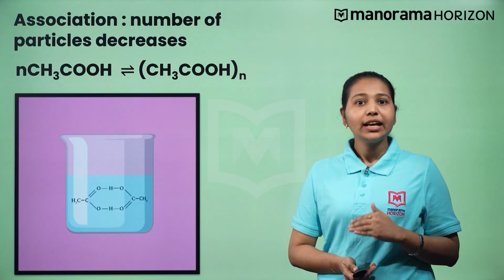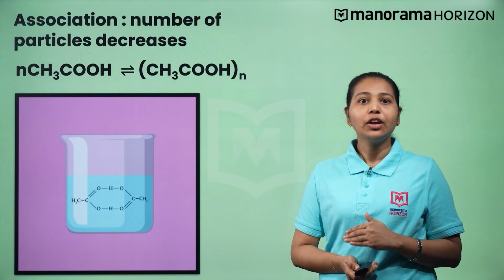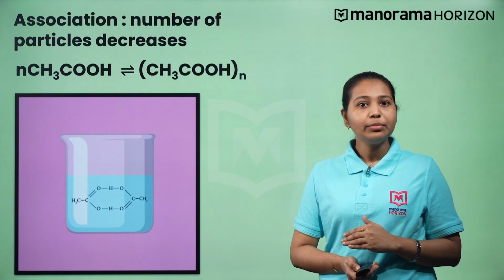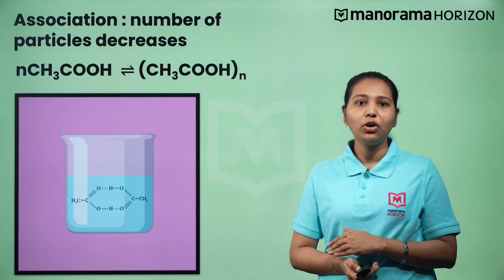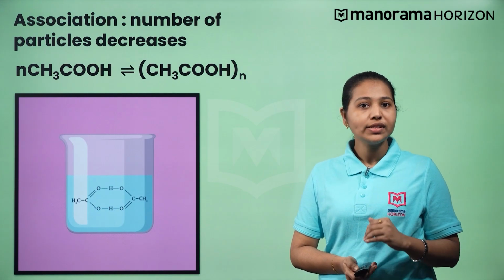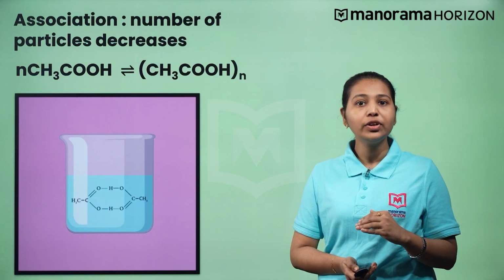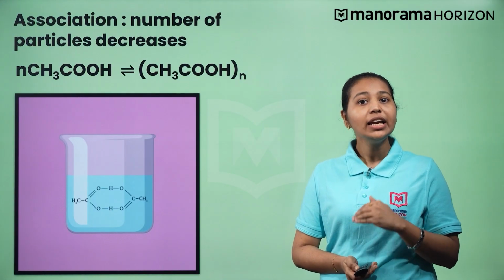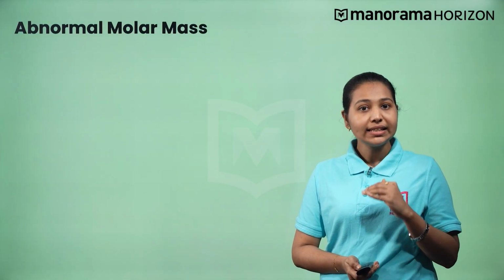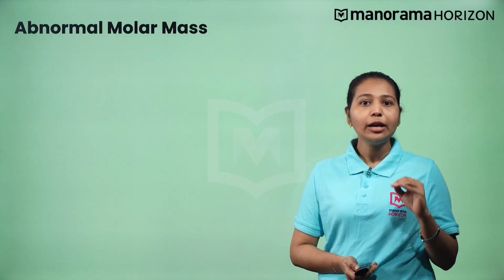Now let us discuss organic molecules in which there will be association of molecules. For example, in the case of acetic acid, acetic acid dimerizes in benzene via hydrogen bonding. Thus, there is a decrease in the number of particles. Consequently, the calculated values of colligative properties will be half and the experimental molar mass will be twice the true value. Such molar masses, either lower or higher than the normal value, are called abnormal molar mass.